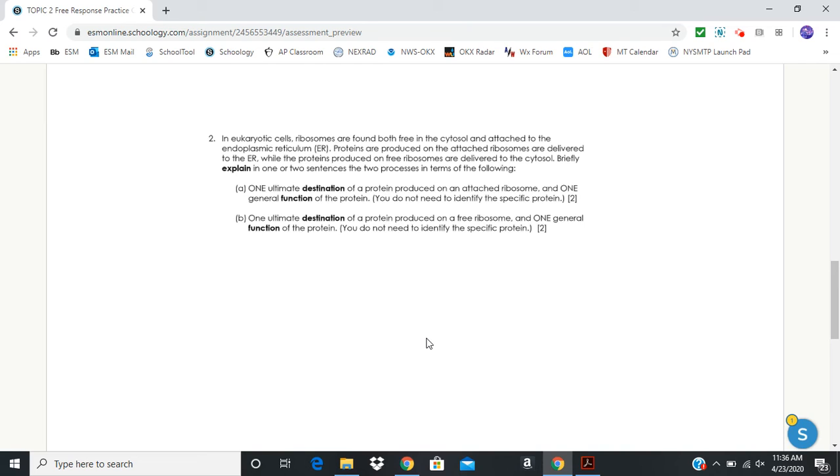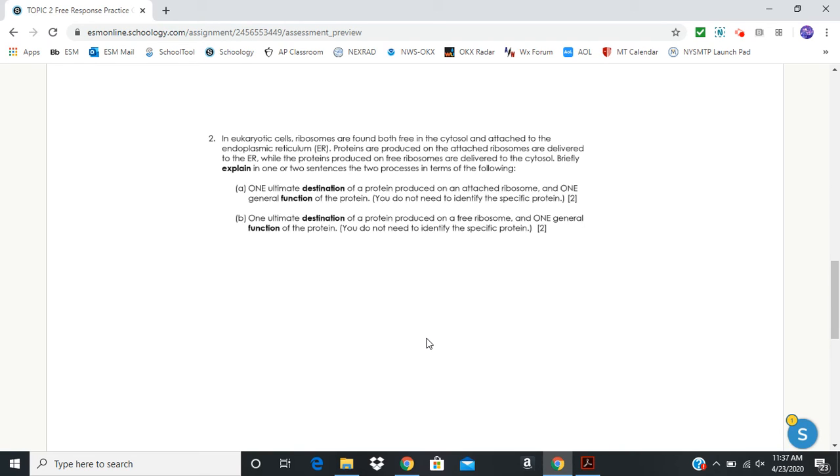So if it's attached, it's going into the ER, which means it's enclosed in a membrane. From there, it's going to go into a vesicle and then possibly to the Golgi, and then from there, it gets exported out of the cell. So for letter A, the destination of a protein produced on an attached ribosome could be that it goes to the membrane, or it is set up for secretion, excretion, or transport out of the cell.